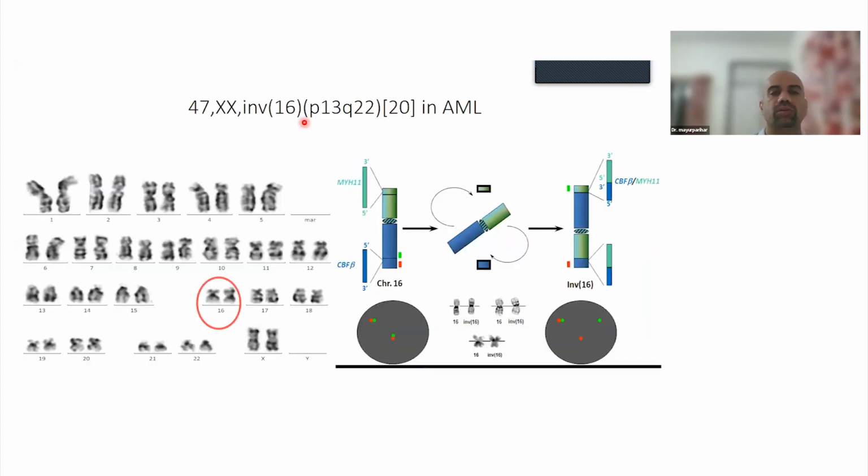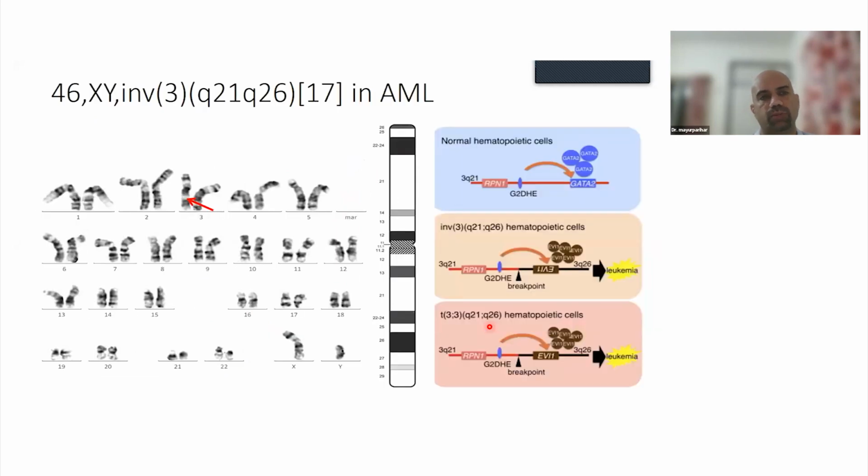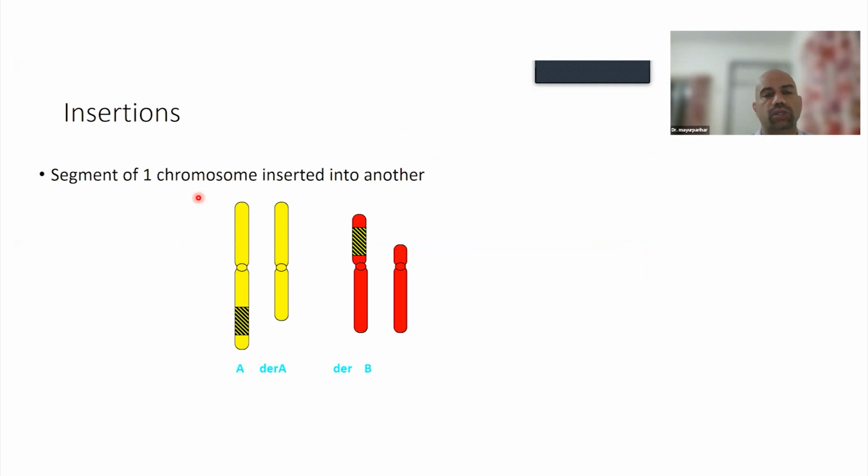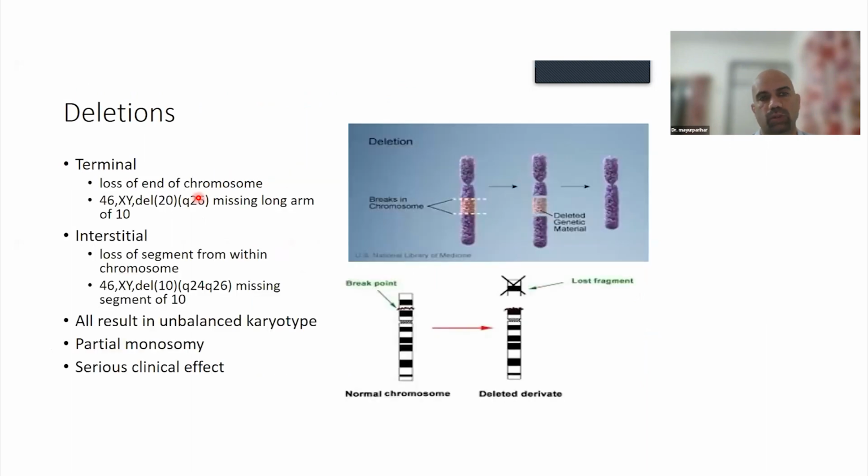So one such example is inversion 16. You can see it's a very subtle abnormality. The core binding factor beta, which is on the q arm, and MYH11 on the p arm, and whenever the inversion happens, the MYH11 and CBFB fuse to form a CBFB-MYH11 fusion. And this can be easily detected by a break-apart FISH probe. Similarly, in inversion 3, you can have the EVI1 and the GATA2 come together, resulting in overexpression, and that is associated with high risk. Insertion, a small part of one chromosome can be inserted into another.